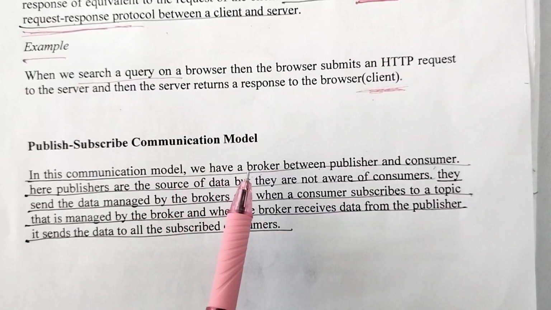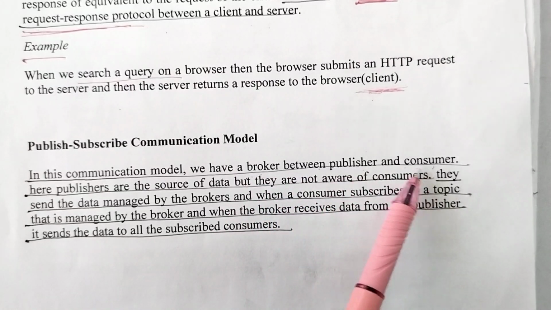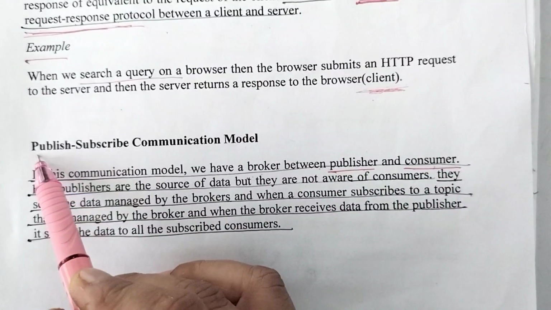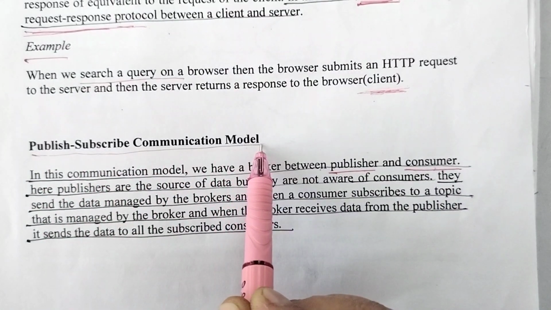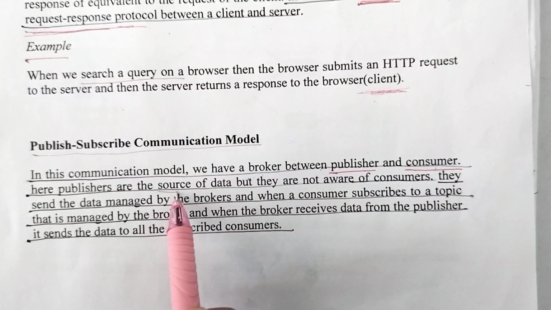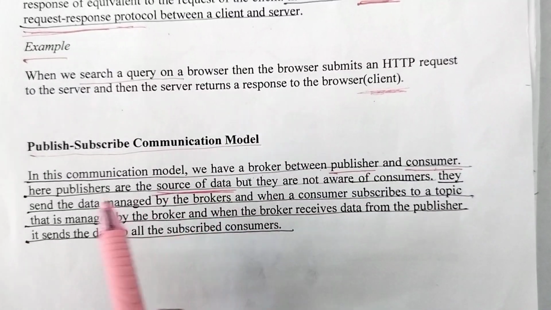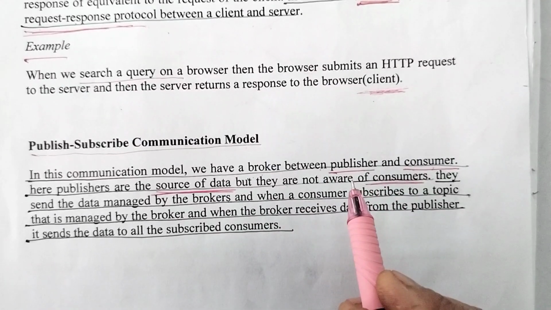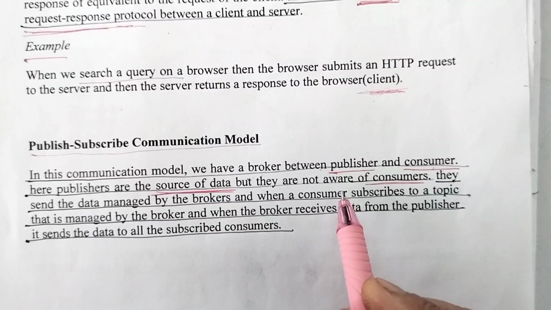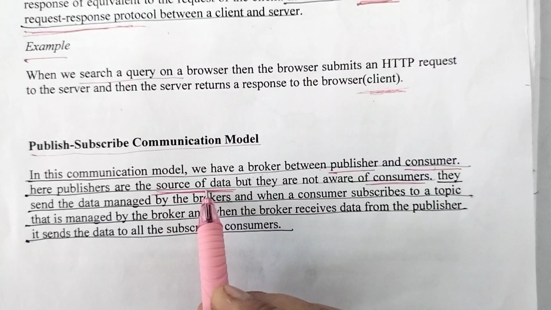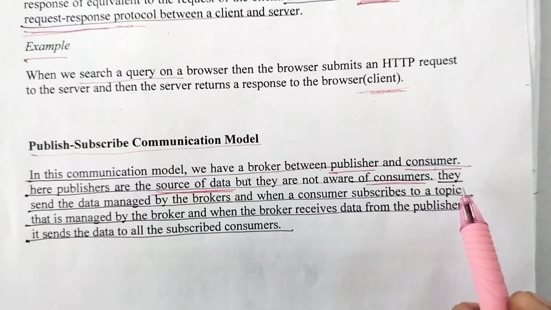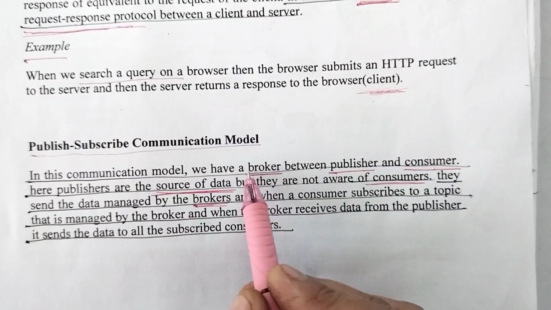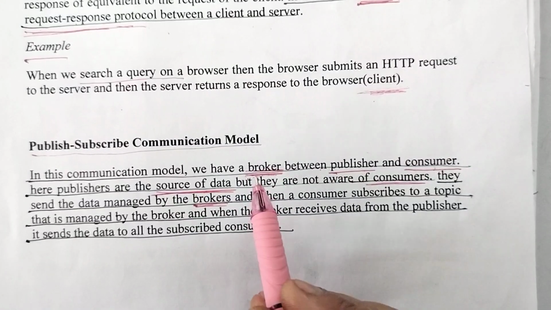In this communication model, there is a broker between publisher and the consumer. So basically there are two main entities. One is the publisher and another is the consumer. That is why the name publish subscribe communication model. Here publishers are the source of data. That means the data is being provided by the publishers, but they are not aware of the consumers. So the publishers themselves do not know who all their consumers are, and the publishers are the source of data. That is from where the data is originating. Now the publishers send the data which is managed by the brokers. So the brokers are the middle party, the middlemen.